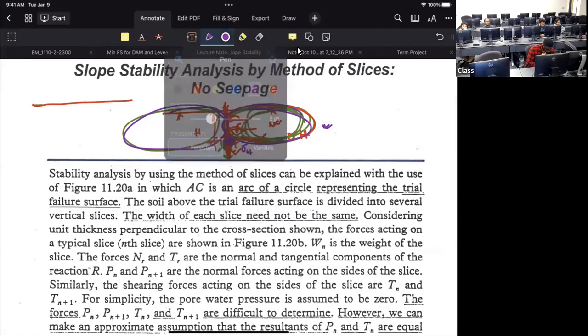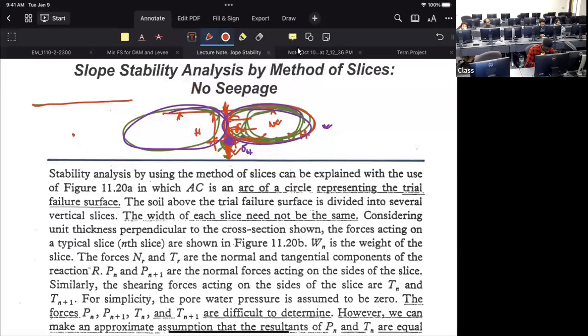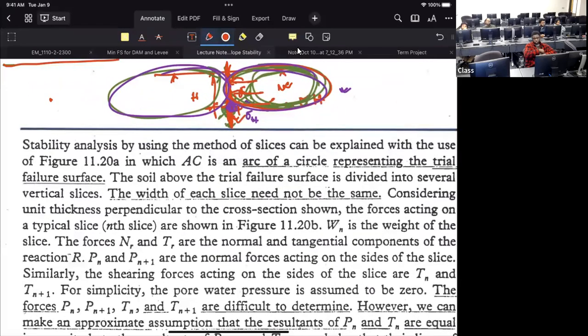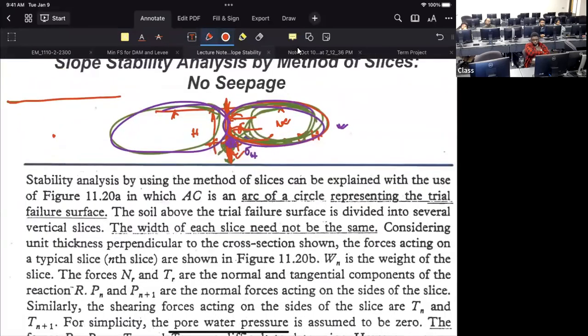So let me try to draw it again. So this is my point. I consider that I have a load distribution. My vertical load is higher, my horizontal load is lower. So I have something like this. I have a load distribution. Here, if I try to draw, my vertical load is higher, horizontal load is lower, right?